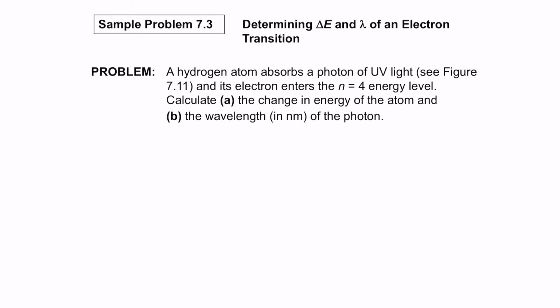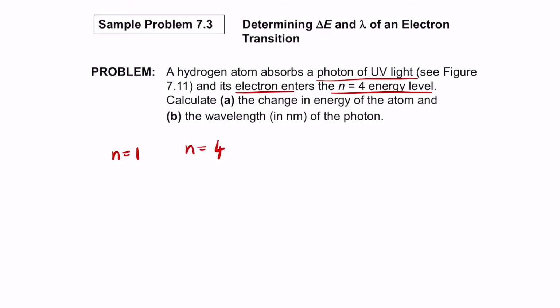A hydrogen atom absorbs a photon of UV light and its electron enters the N equal to 4 energy level. Now remember that when it absorbs UV light, you're starting from the ground state. Depending on the type of radiation, you will know where you are starting. So here you are going from N equal to 1 to N equal to 4.